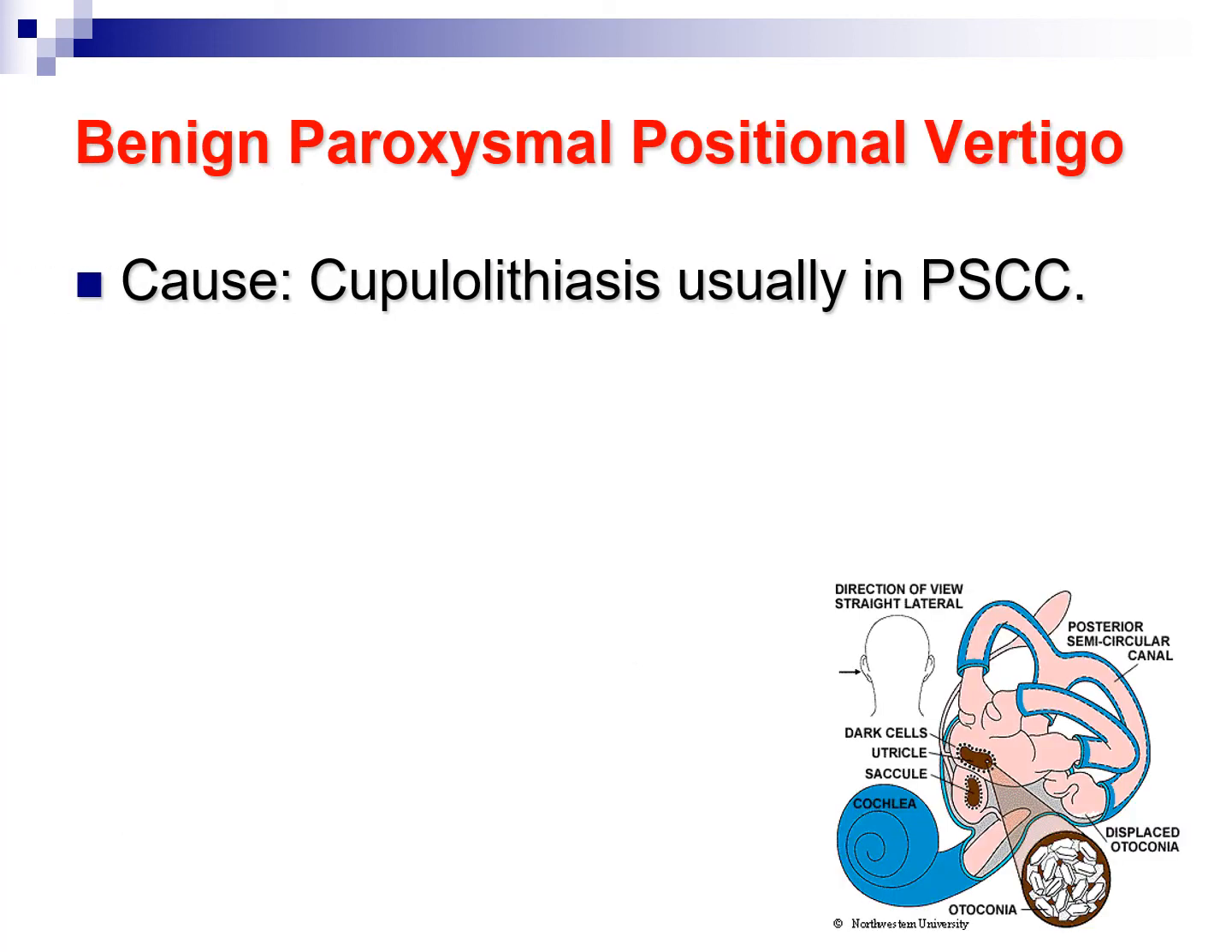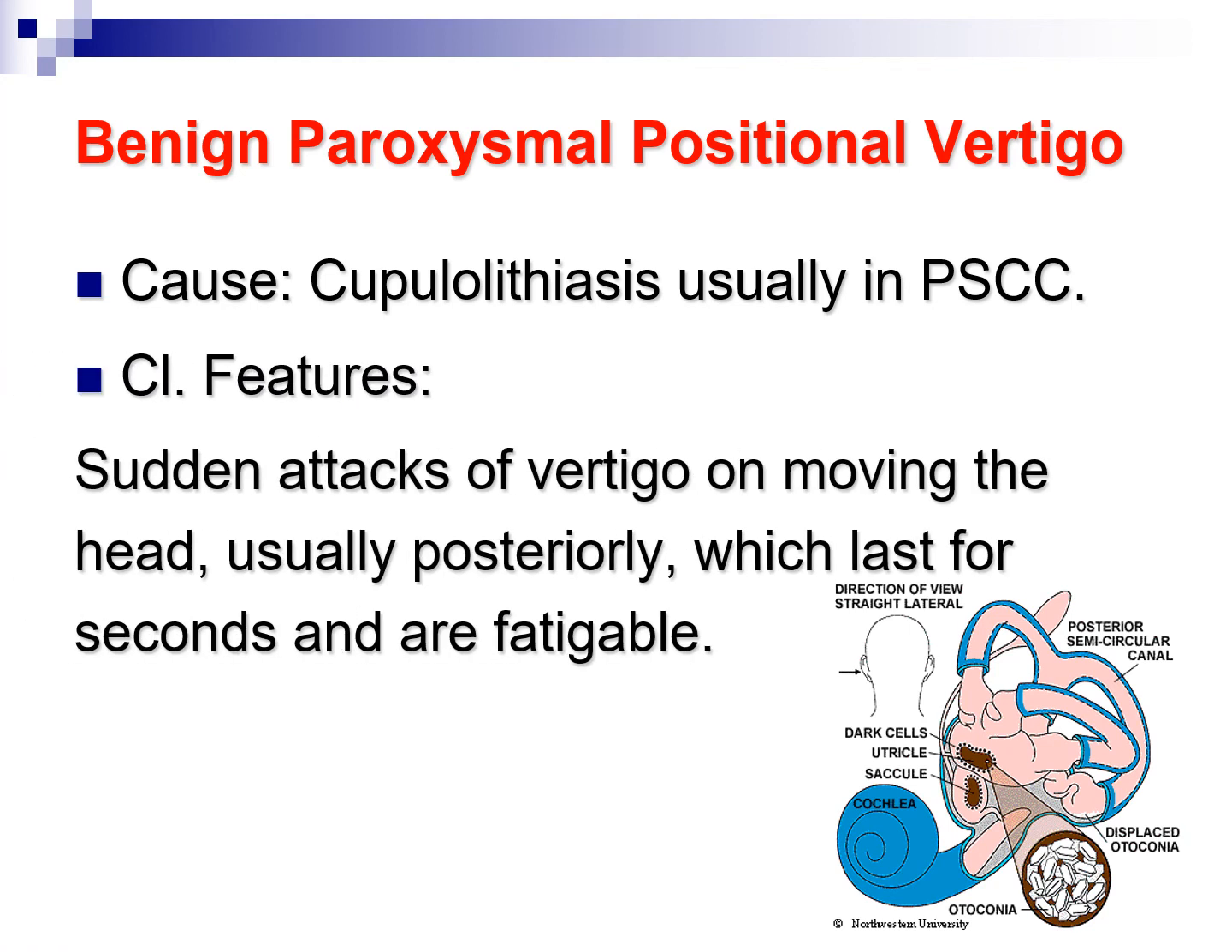So benign paroxysmal positional vertigo is one of the common conditions which happens due to the presence of cupulolithiasis, which means gravels or debris inside the fluid of the semicircular canals, and it commonly happens in the posterior semicircular canal, and they normally manifest as a sudden attack of vertigo for less than 1 minute, and it happens on moving the head, usually posteriorly, and they are fatigable. Fatigable means that if you repeat the same movement, it normally doesn't happen. So it happens the first time, second time, but the third time it doesn't happen.